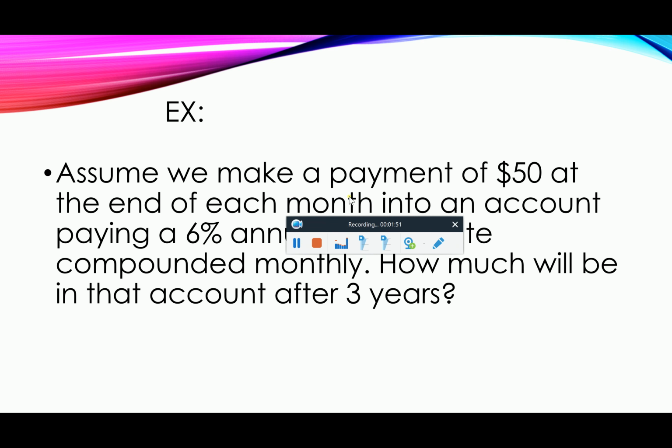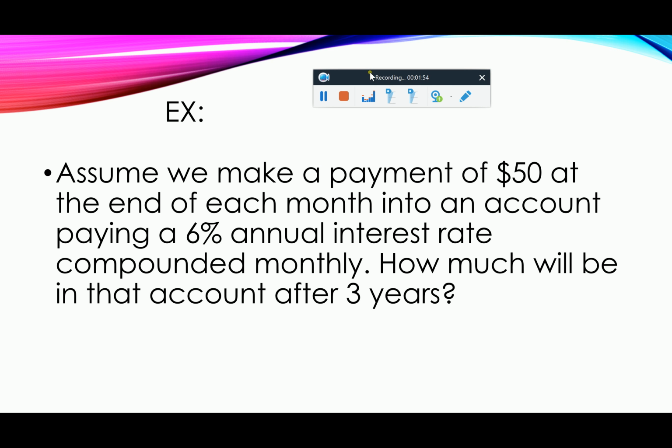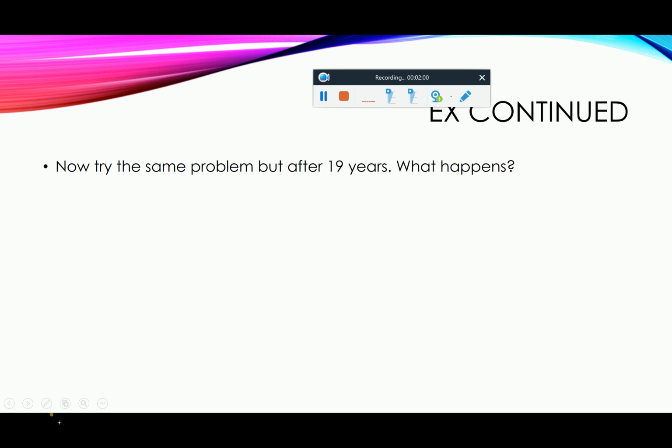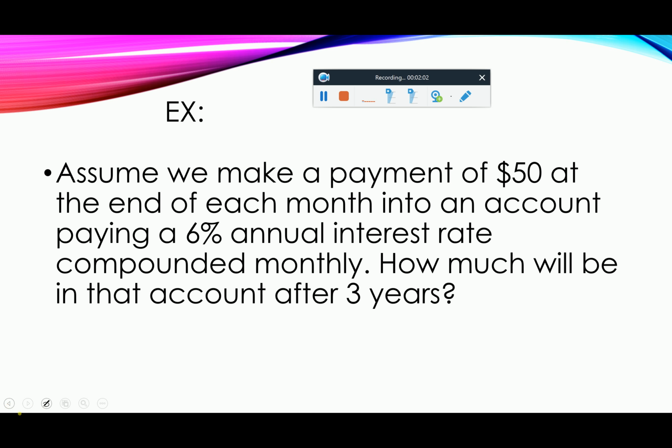Assume we make a payment of $50 at the end of each month into an account paying 6% annual interest rate. So that's your rate, compounded monthly. That's your N. How much will be in that account after 3 years?